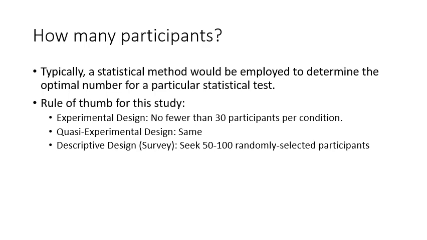How many participants should you have? Typically, you would use a statistical tool to determine the optimal number for a particular statistical test. So for this paper, if you have an experimental design, have no fewer than 30 participants per condition. If you're doing a correlation, the more the better, but 30 is the minimum. Same for quasi-experimental. If you're just doing a descriptive design, a survey, you want to seek 50 to 100 randomly selected participants.